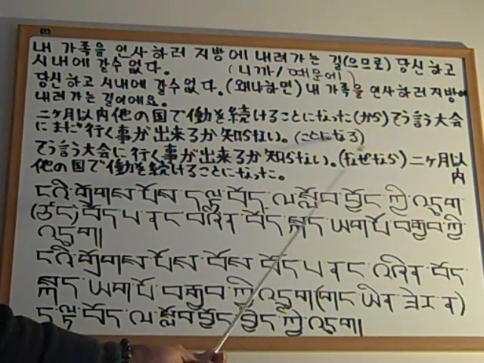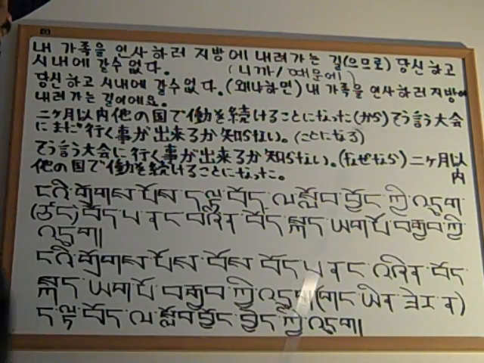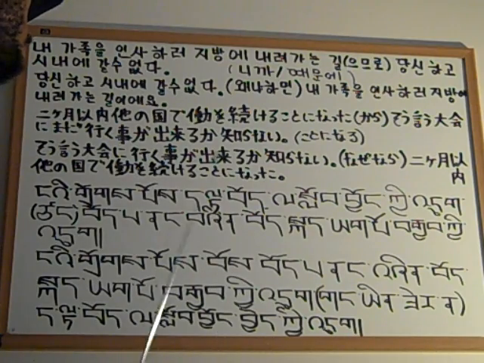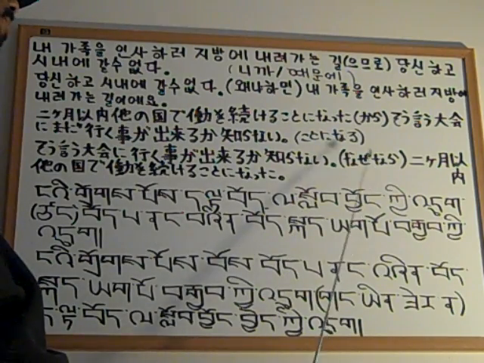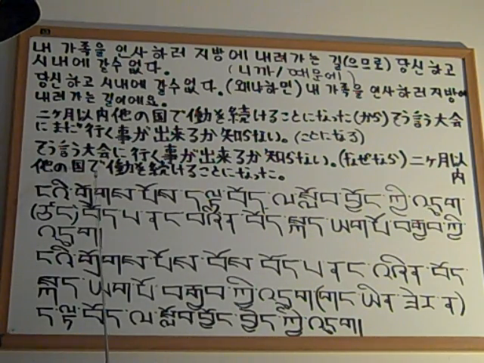なぜなら 2ヶ月以内 他の国で 働き続けることになった. So, same meaning. So I don't know if I can go to such a tournament. なぜなら, because; 2ヶ月以内, within 2 months; 他の国で, in another country; 働き続けることになった. It's been decided that I will continue to work, I will continue working in another country.